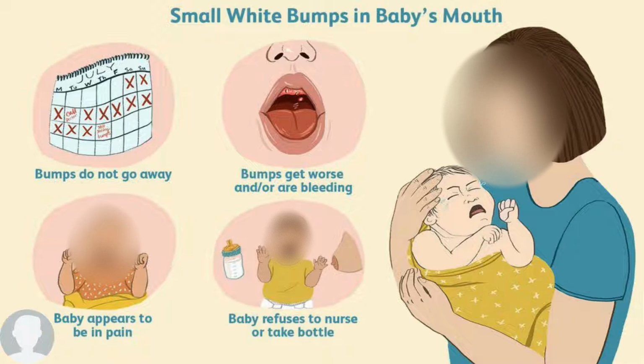Another thing is if the baby refuses to nurse or take a bottle, he does not drink and does not eat anything. This is also a concerning sign for the child and he should be taken to the pediatrician. And lastly, the baby appears to be in pain when he keeps on crying, which means that he is in pain. These are the four reasons for when we should send the child to a pediatrician.